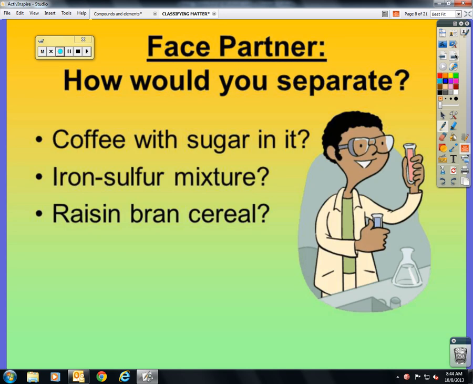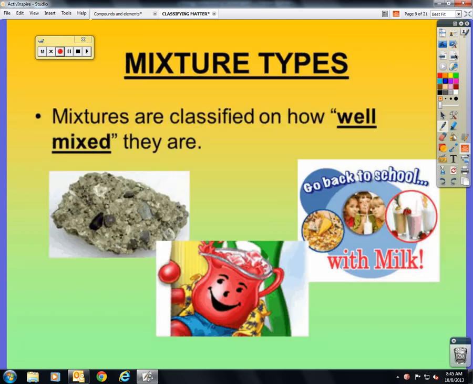Coffee with sugar in it, you would boil out the coffee. Iron and sulfur, you would get a magnet and pull all the iron out. Raisin bran, you would simply pick out the raisins. Okay, so mixtures are classified or organized or grouped on how well mixed they are. Some of them are not mixed well at all, and some of them are very well mixed.